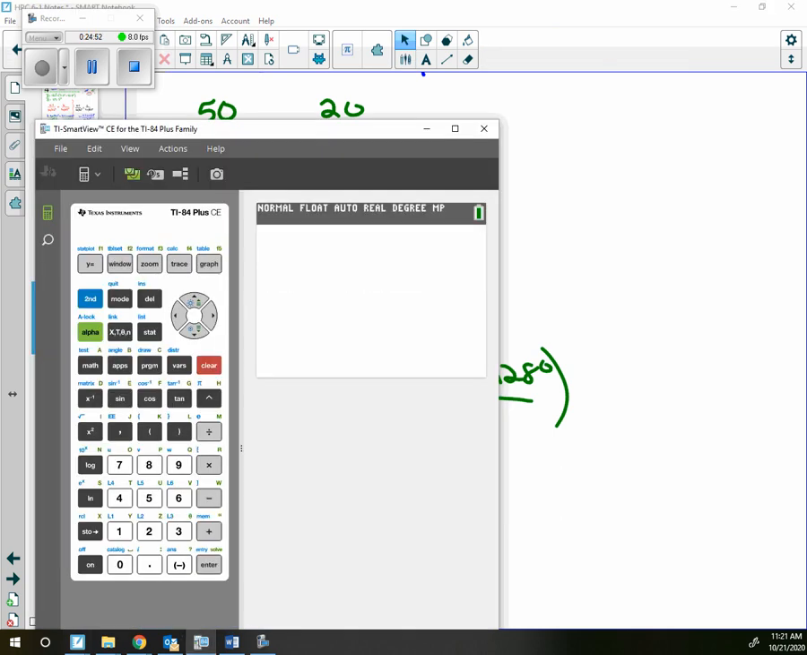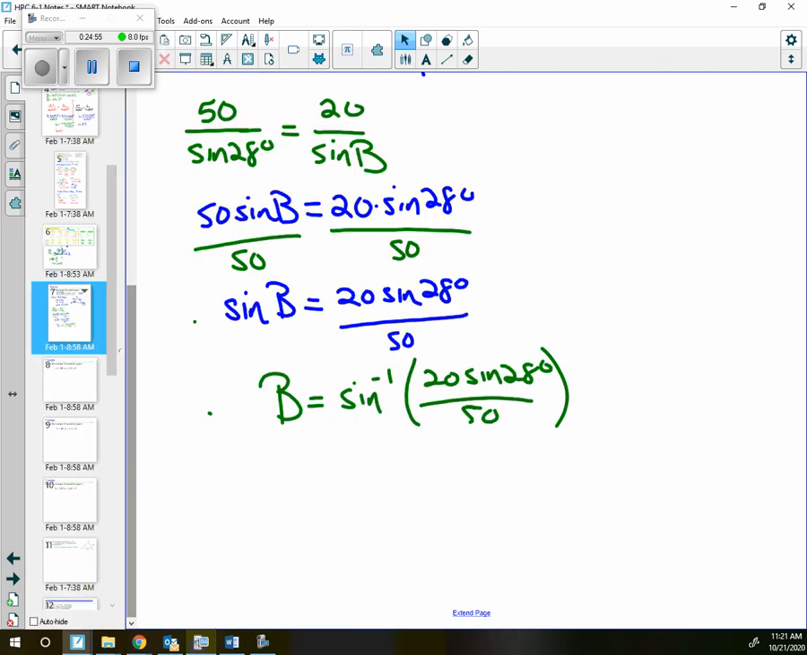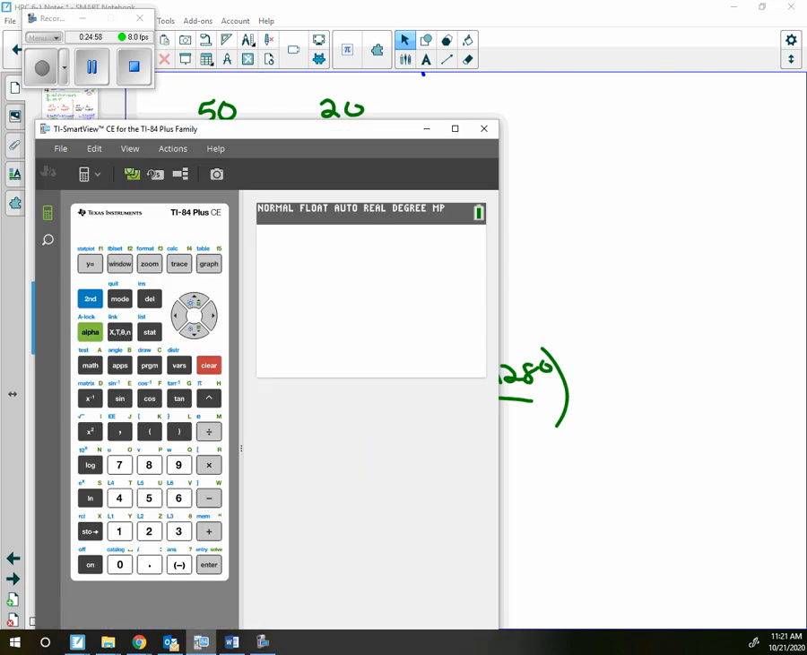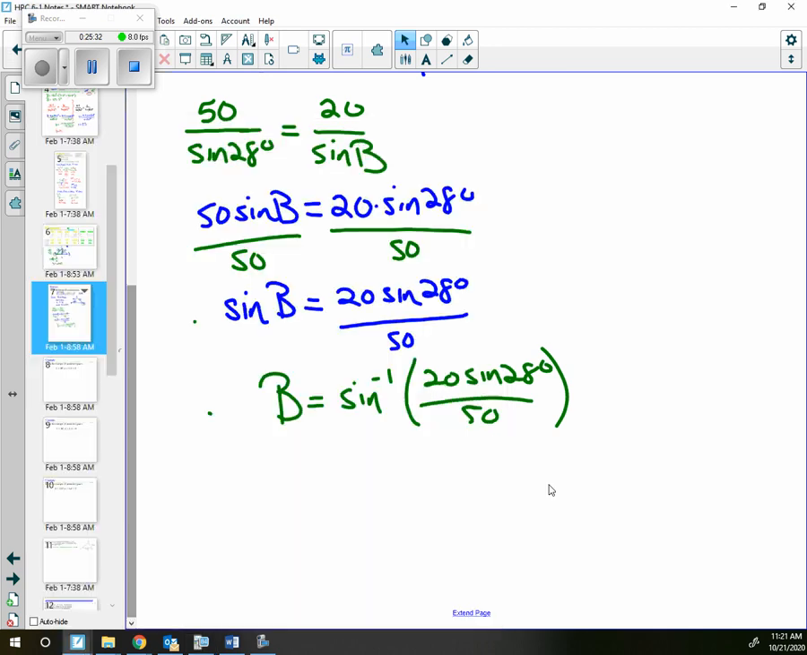So let's see if we can get that typed in. I think I'm going to do what's inside the parentheses first. So 20 times the sine of 28. And here's where people mess up. So please, please, please don't forget your parenthesis. Finish off that parenthesis and then divided by 50. And we get a decimal. Now that's what sine of b is. So we need to do inverse sine, again, of our answer to get that value. Be sure you're in degree mode, which I was because I didn't change it. So that's 10.8 degrees. So when I'm looking at that value, that's my first angle measurement.